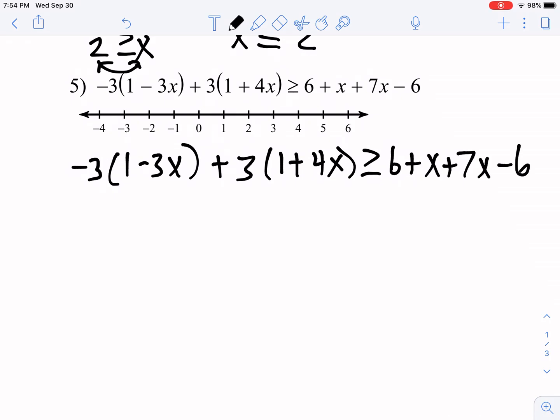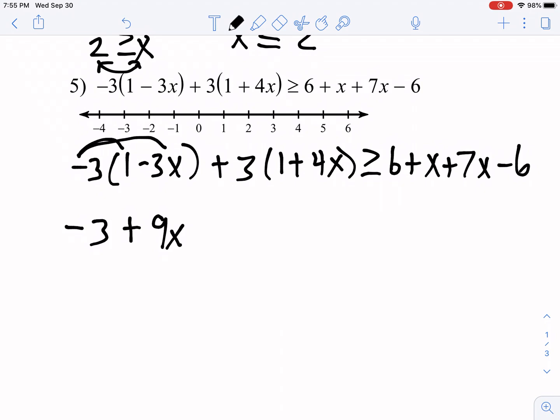Now you might be thinking, oh my gosh, there's so much going on. Remember, follow each step. What is step number 1? Apply the distributive property. So don't worry about anything else until we take care of that. So we have a -3 times 1. What's a -3 times 1? Negative and a positive make negative. 3 times 1 is 3. What's a -3 times a -3x? Well, negative times a negative makes a positive, and 3 times 3 is 9. We also keep our variable, so we get 9x.